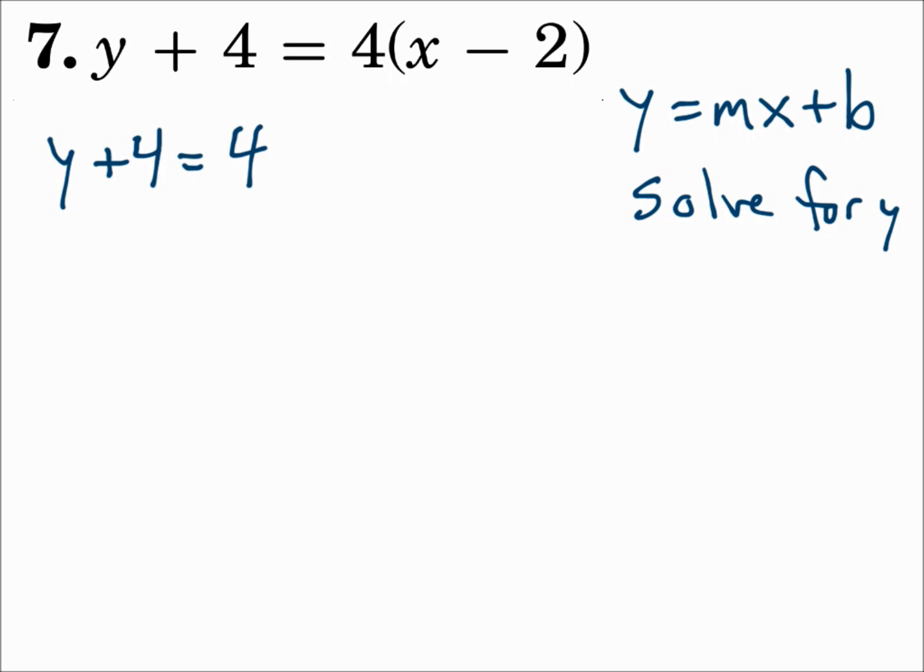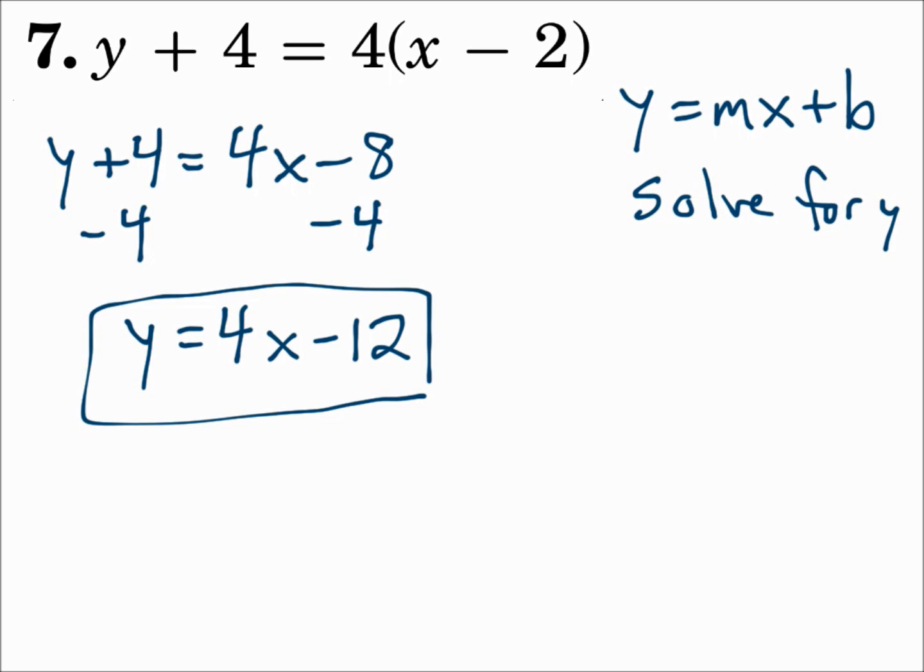Solve for y. Subtract 4 from each side to get the y by itself. The 4's cancel on the left, and -8 minus 4 is -12. Your final answer is y equals 4x minus 12. The slope is 4 and the y-intercept is -12, no matter where you start. To get slope-intercept form, just solve for y.